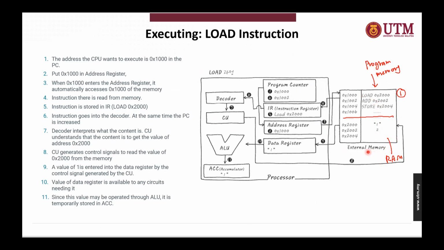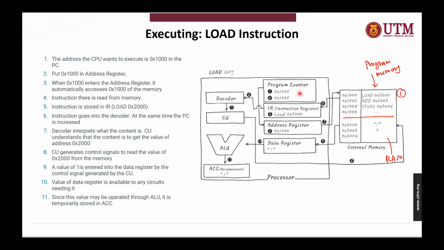Okay, so now we're going to look at how to take the first instruction. We have 3 instructions here. Load 2000, add 2002, store 2004. And these instructions are stored inside of these addresses in the program memory. The first instruction is stored at address 1000, the second one at 1002, and the third one at address 1004.